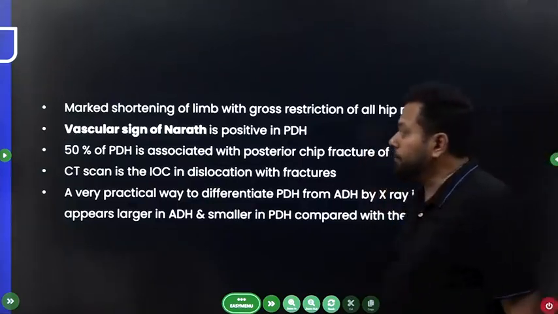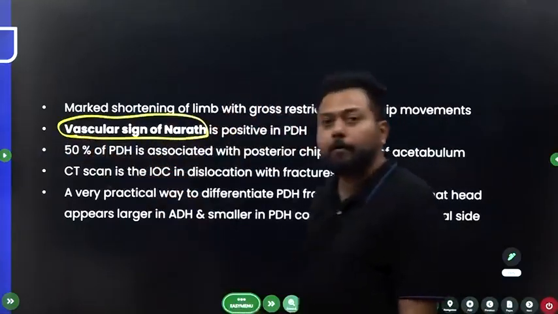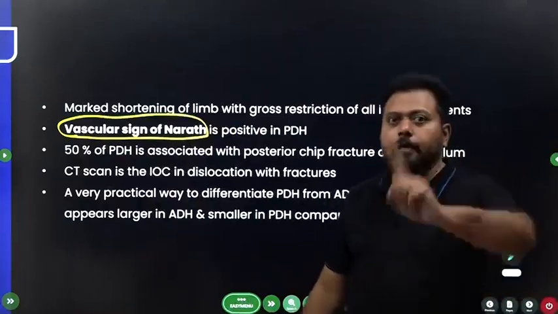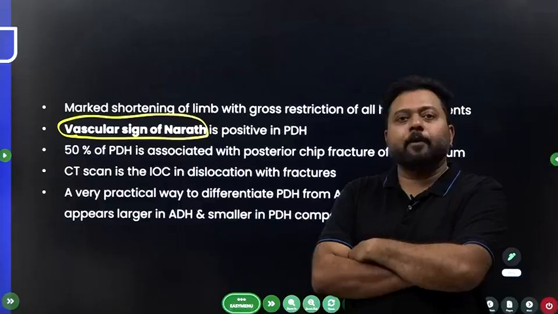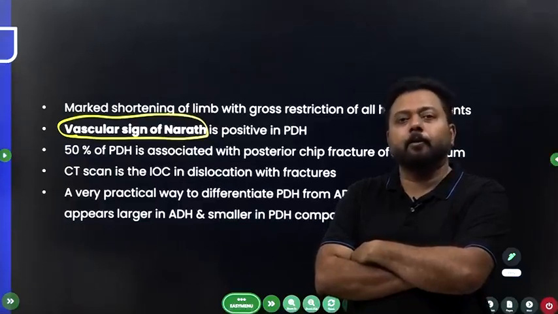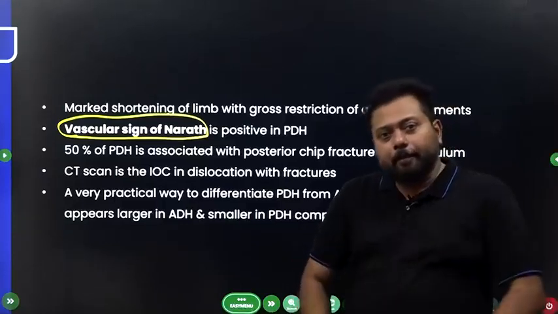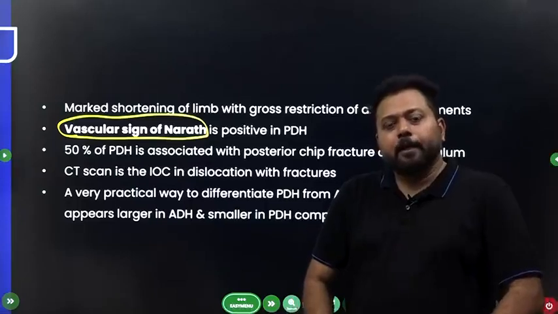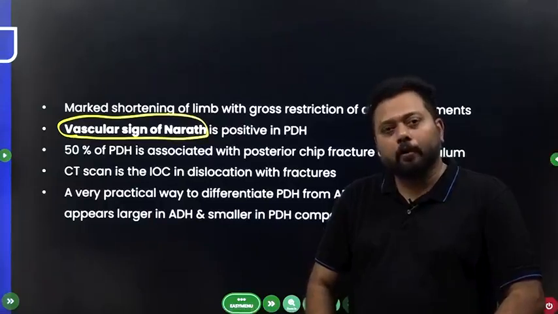There will be a vascular sign of Narath. What do you mean by the vascular sign of Narath? Only once I will explain. Please look at me. You are palpating the femoral artery pulsation, which is felt at the mid-inguinal point, on both sides. Normally, the femoral artery is easily palpable in all of us. If the femoral artery is not palpable or very feeble, that is called a positive vascular sign of Narath.